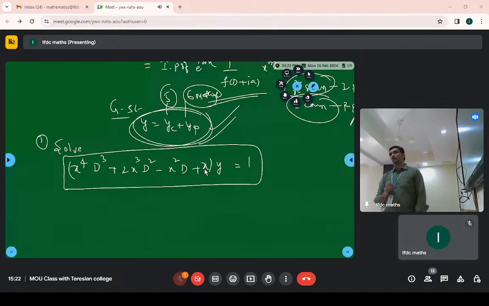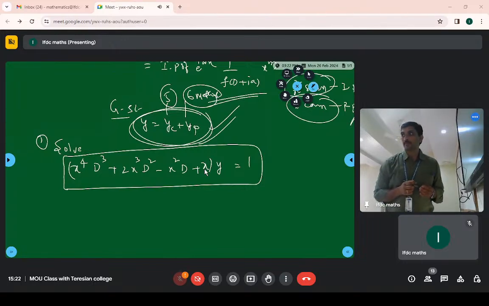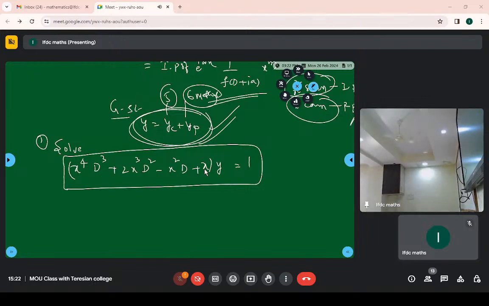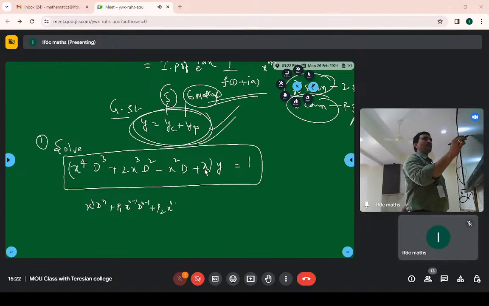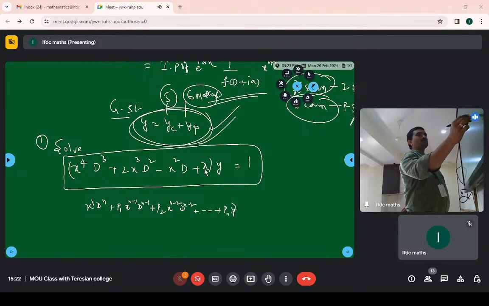Now my question first of all, how to identify that this is a Cauchy-Euler equation? Generally, the standard form of the Cauchy-Euler equation is x power n into d power n, plus p1 into x power n minus 1 into d power n minus 1, plus p2 into x power n minus 2 into d power n minus 2, and so on, plus pn of y is equal to some constant or some function q of x.